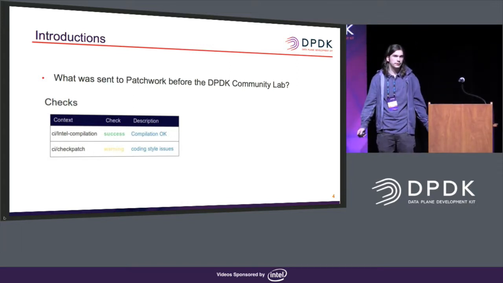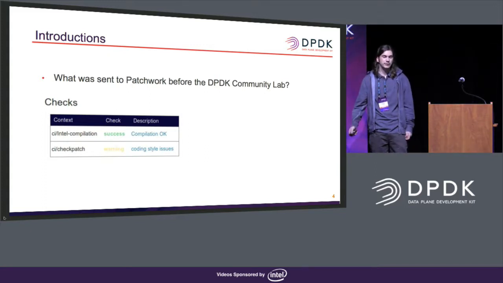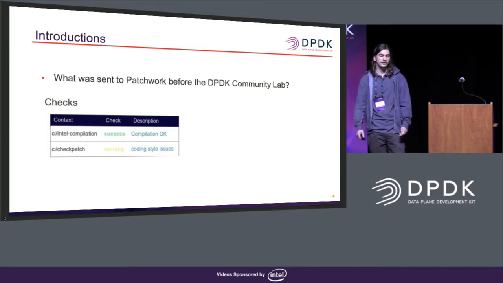Before the DPDK Community Lab, when you submitted patches to DPDK, they would show up on Patchwork. There is a checks section underneath each patch that shows, depending on the context, how your patch is doing. Before the Community Lab, there were essentially just code style checks, and a check to see whether it compiled all right. There was no performance testing, no unit testing, no public testing that showed up.